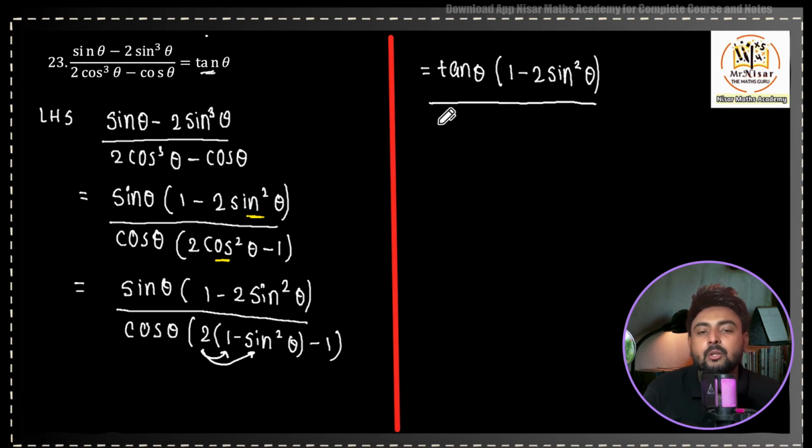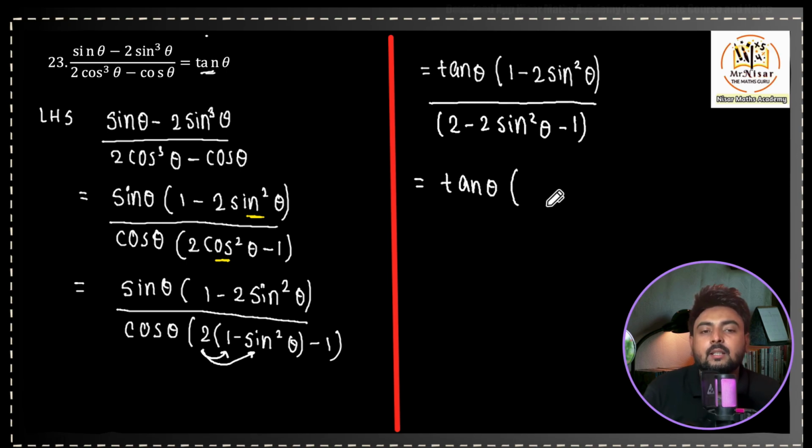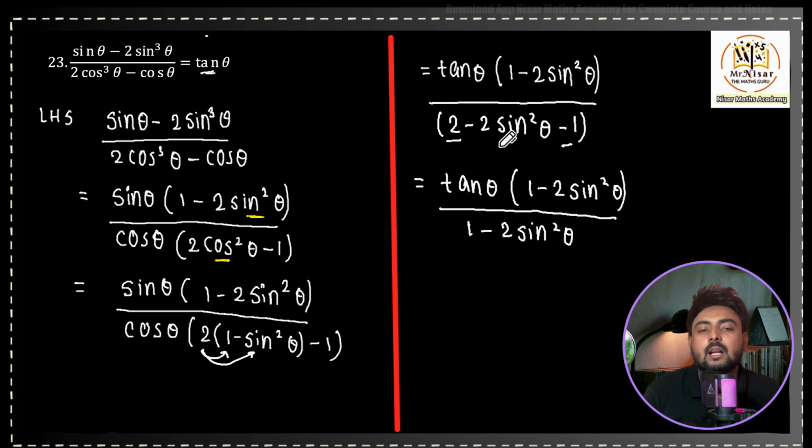So 2 into 1 it will be 2 minus 2 sine square theta minus 1. Okay, so tan theta I'll write as it is. In the denominator, in the numerator I have 1 minus 2 sine square theta, and I can see here 2 minus 1 is 1, and what is remaining, 2 sine square theta. This 2 minus 1 is 1, and minus 2 sine square theta is remaining. We have the same in the numerator and denominator, it will get cancelled, and we'll have an answer as tan theta, which is equal to RHS.